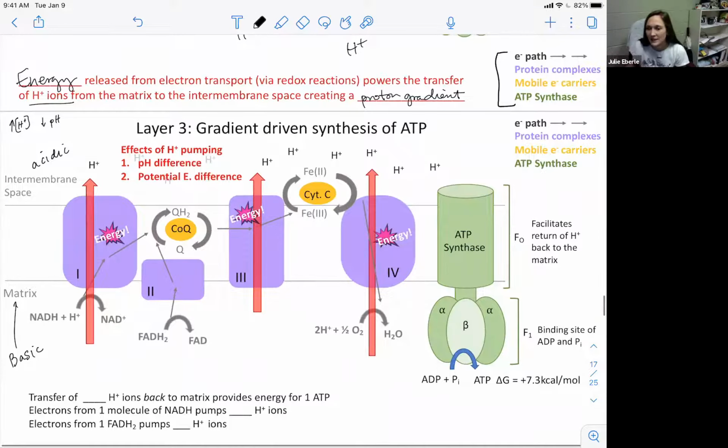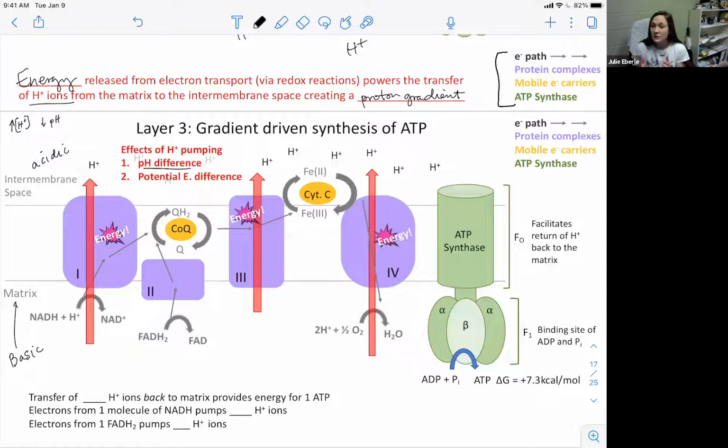Now, we're not talking a gigantic difference here, because we need our cells and all the other proteins need the pH to stay relatively stable. Remember, crazy low or crazy high pHs can unravel and denature proteins, right? So we're not talking crazy change in pH difference, but it's enough of a difference. Okay, so that's the first thing. The first effect is a pH difference.